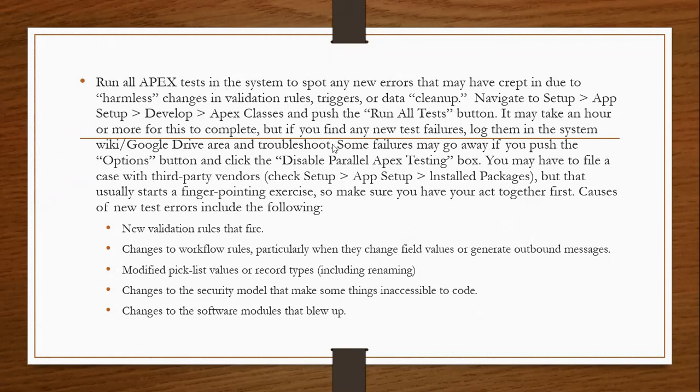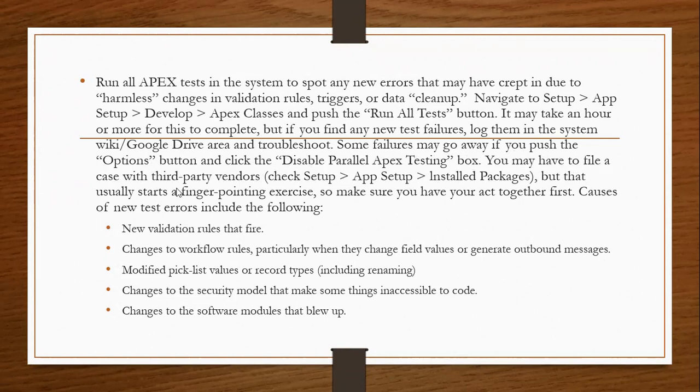Navigate to Setup, then Develop, then Apex Classes, and push the Run All Tests button. It may take an hour or more to complete, but if you find any new test failures, log them into the system wiki or Google Drive areas and troubleshoot. Some failures may go away if you push the Options button and click the Disable Parallel Apex Testing box.